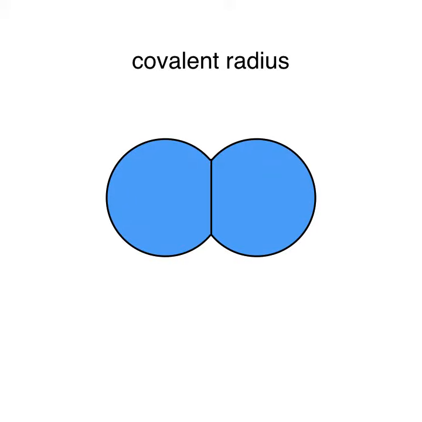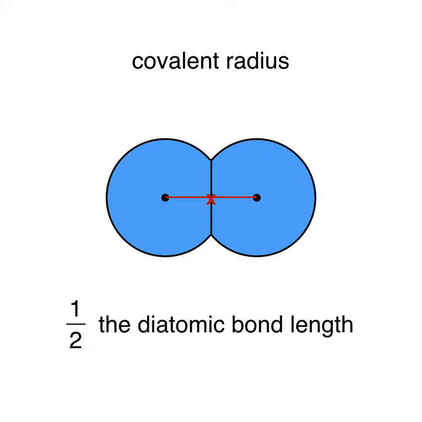Now, it's next to impossible to measure the size of a single atom, so the atomic radius of an atom is generally determined by measuring the distance between two nuclei in a certain environment. For elements that form diatomic molecules, meaning two atoms of the same element bonded together, the covalent radius is generally used in measurement. This involves taking half of the length of the diatomic bond.